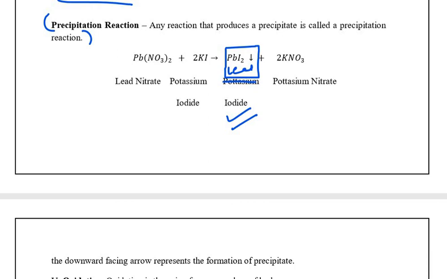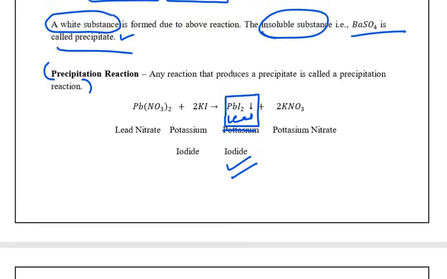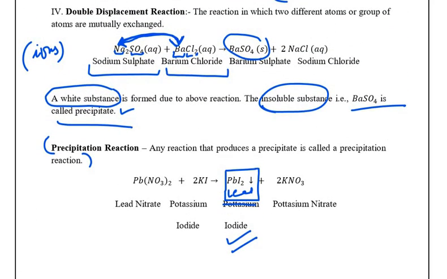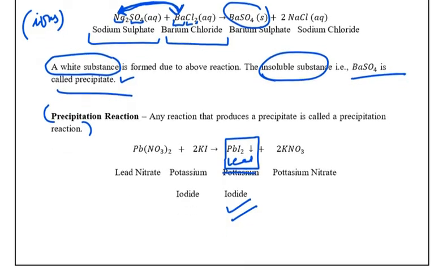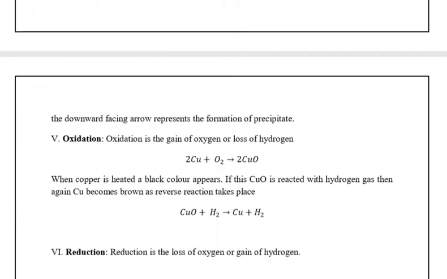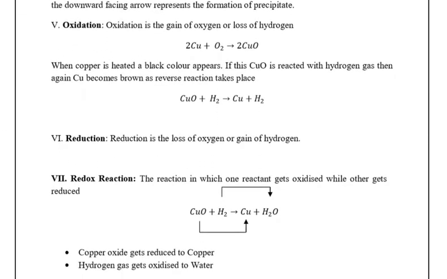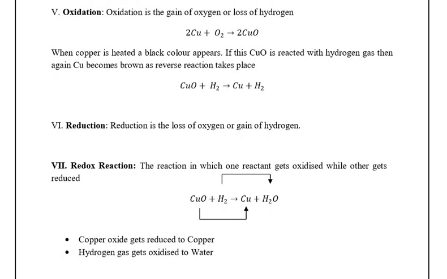So here we are with another example for precipitation reaction. The above one can be considered a precipitation reaction again, and the second one I have given you is again to be considered a precipitation reaction. Now in the next video I will be covering oxidation, reduction, redox, and we are left with rancidity.